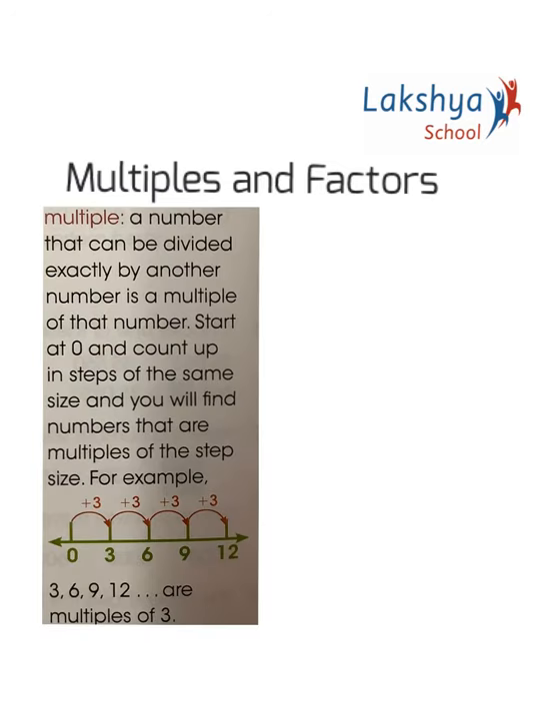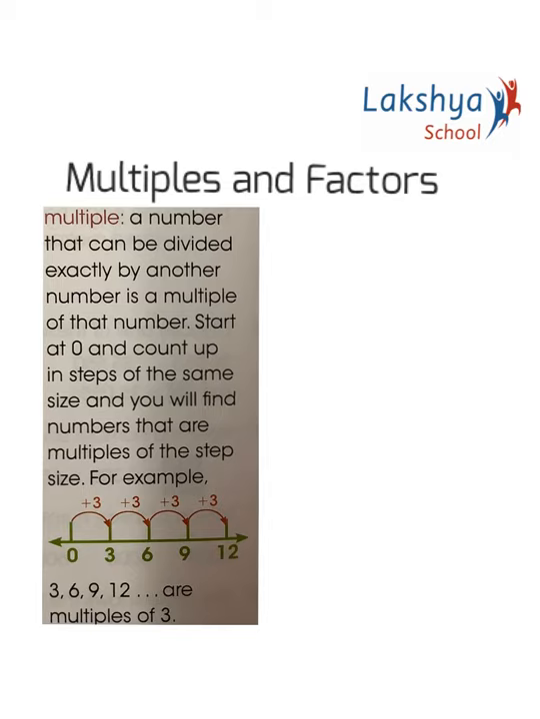Multiple. A multiple is a number that can be divided exactly by another number. So, it is the multiple of that number. Here is an example. Start at 0, count up in steps of the same size and you will find numbers that are multiples of the step size. Suppose you start at 0 and start counting in plus 3, that is jumping in threes. You find the multiples which are of the same size. These are called the multiples. Over here they have taken an example of 3, multiples of 3. 3, 6, 9, 12. These are all called the multiples of 3.